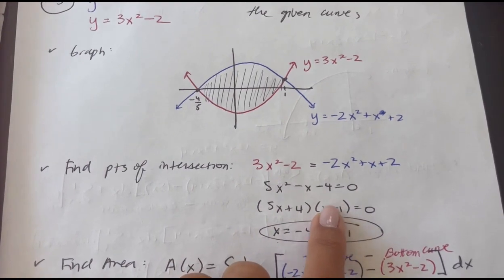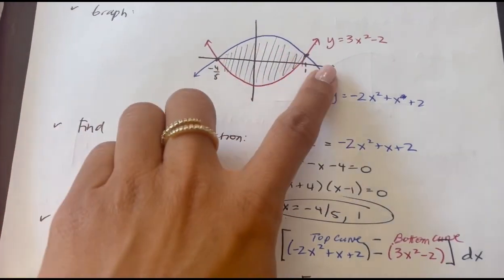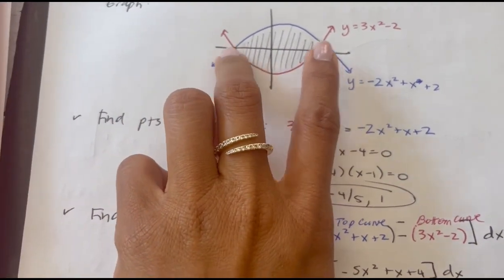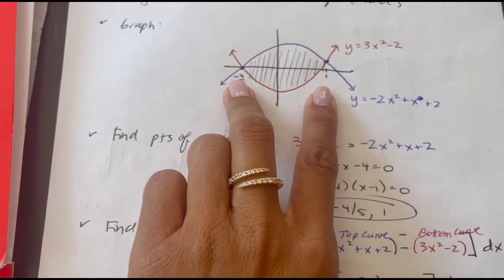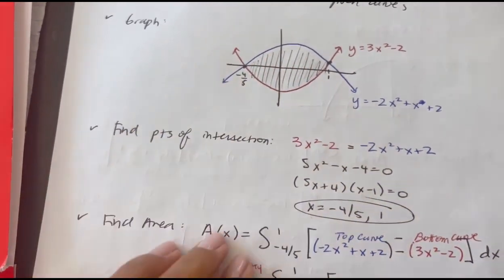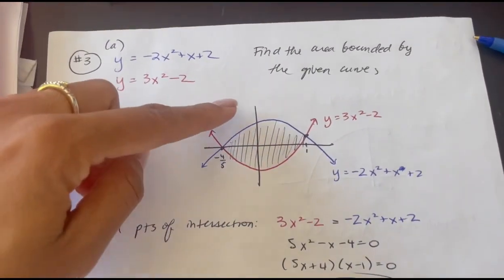Here we use factoring, and then we find out that x is equal to -4/5 and +1. So those are the x values where the two graphs intersect. That's going to be our a and b, in other words, our boundary points for this graph. Now they're asking you to find the area.